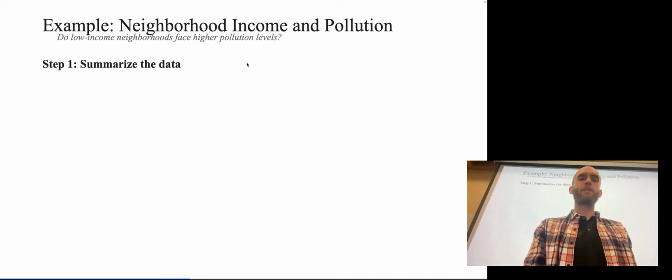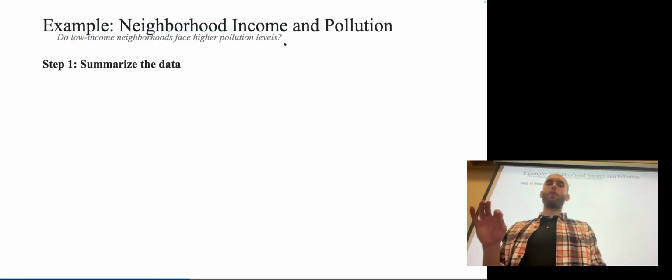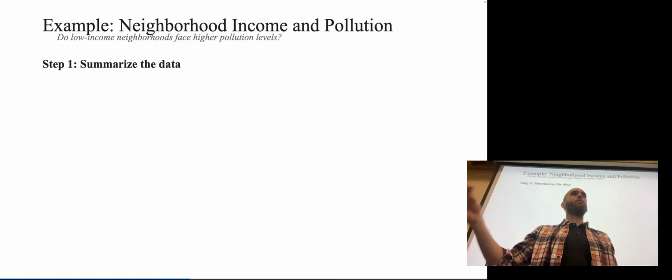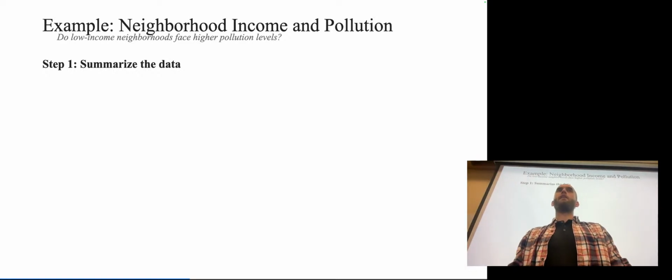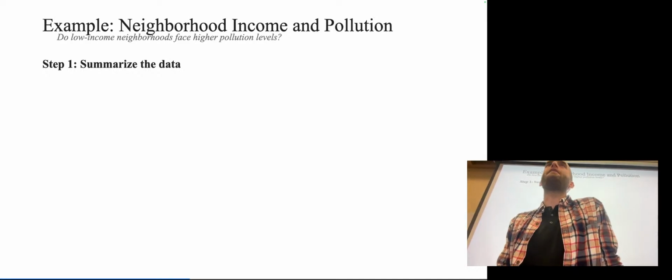So the first step: we have this example here. We have neighborhood income and pollution. We want to answer the following question: do low-income neighborhoods face higher pollution levels? We're going to be working with simulated data. So the estimates that we run today are not something you should write up in the school newspaper. These aren't real results. But the results we're working with are consistent with what we've done in the field using real world data.